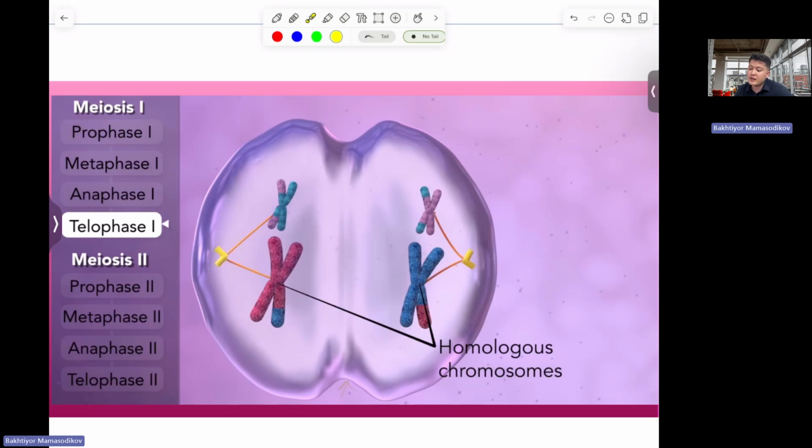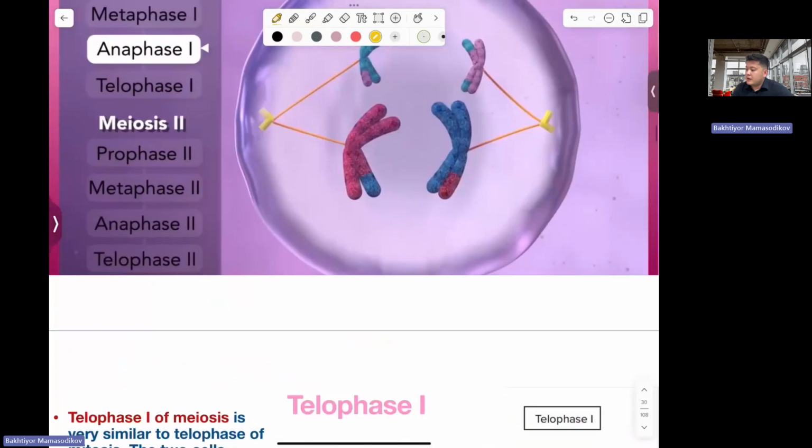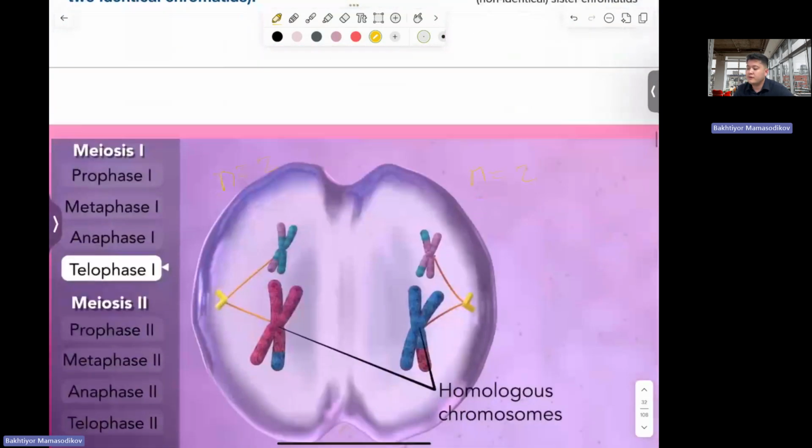Each new cell is now haploid. Before that, in one cell, we had 4 chromosomes. Now, if we divide this cell into 2, each cell will have 2 chromosomes respectively. So this is the haploid number. We call it N, N is equal to 2. But before, N was equal to 4, okay? So you shouldn't confuse between them.